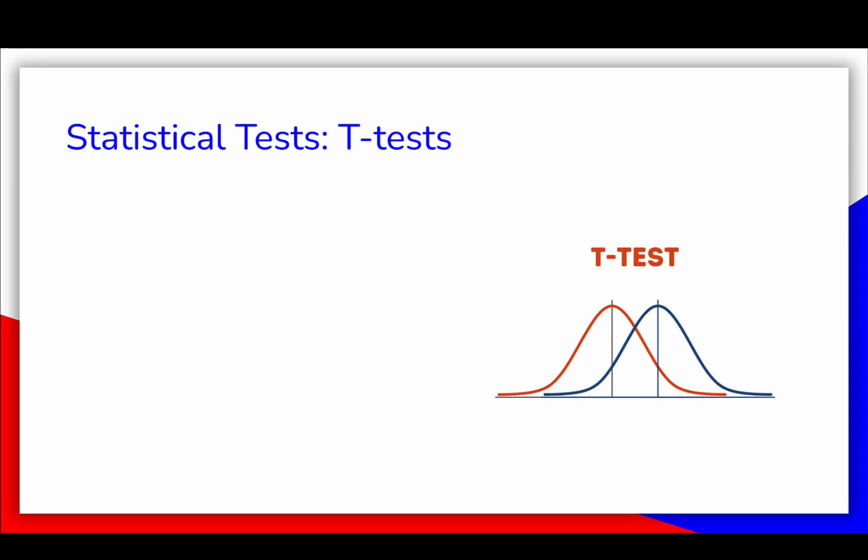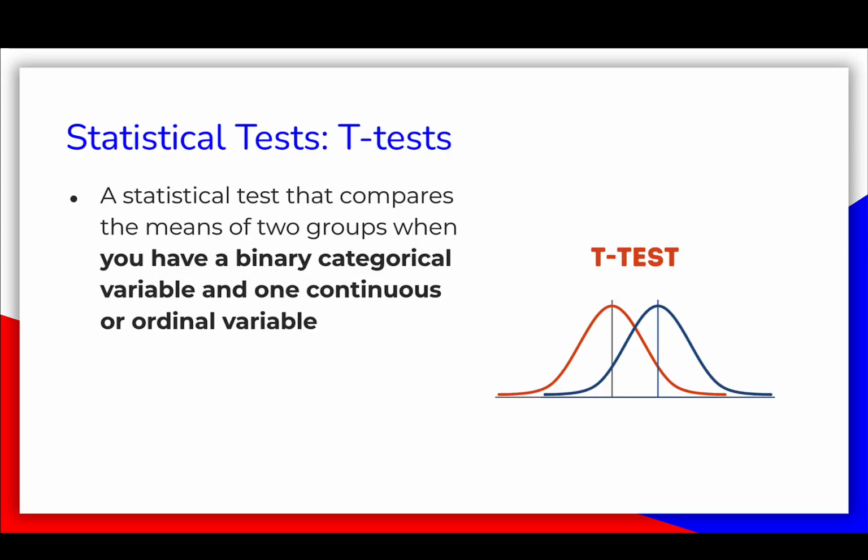Now, the other test that we have is a t-test. A t-test is where you are comparing the means of two groups when you have a binary categorical variable and one continuous or ordinal variable. So for instance, let's say we are comparing the incomes of men and women, right? That is a binary categorical variable, men and women. That's a categorical variable, gender, and then it takes on values of 0 or 1, right? Man or woman.